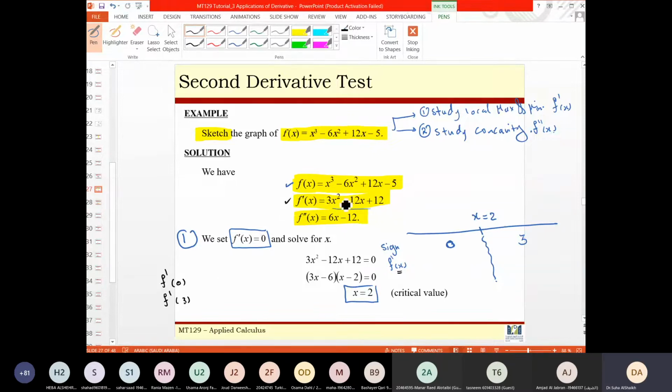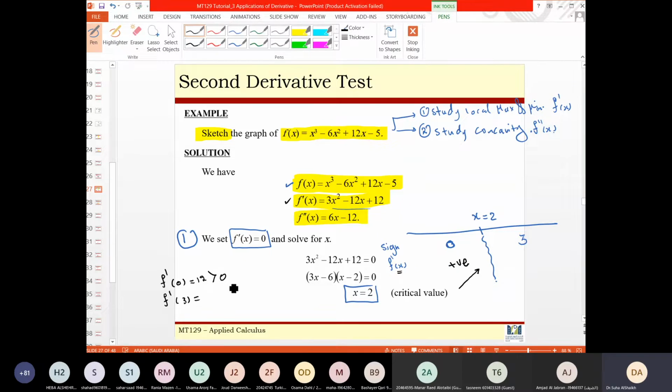This is f dash at 0. It is plus 12. Positive or negative? Positive, which means that the function is increasing here, right?